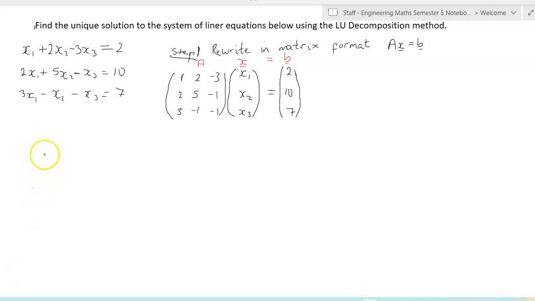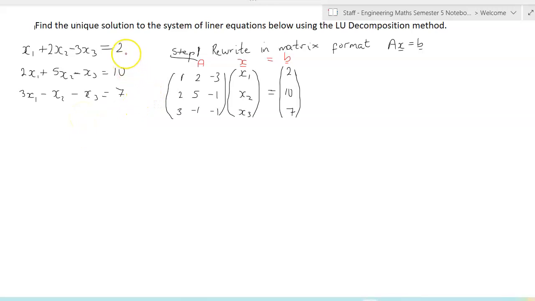Hi, so this is the second question of question 6 for semester 5. It says find the unique solution of the system of linear equations below using the LU decomposition method. Now I have already done this question in a different video using the Gaussian method. The LU decomposition is a bit longer to do. So this is the question here.